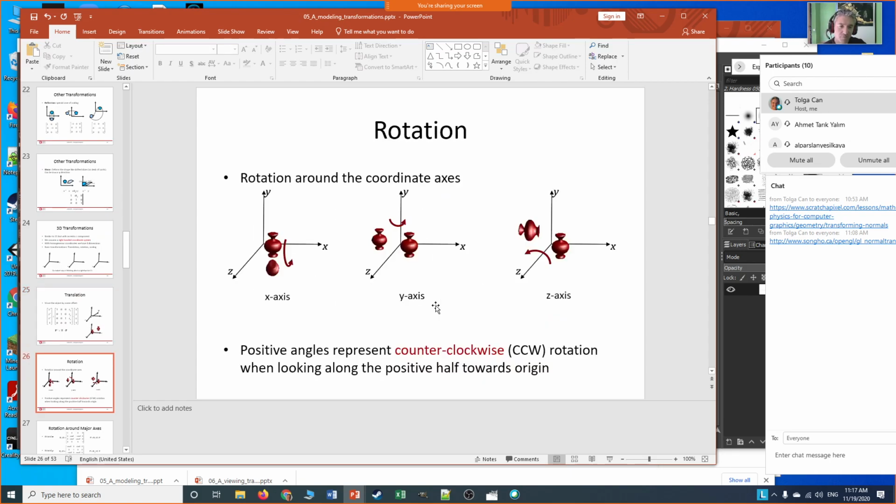Rotation around major axes is easy because our 2D rotation actually is rotation around the z-axis. So if you think about the original 3 by 3 matrix, if you take its top 2 by 2 part and put it into a 4 by 4 matrix, you will have a rotation around the z-axis, because we were rotating on the xy plane around the origin. That rotation around the origin on the xy plane corresponds to rotation around the z-axis.